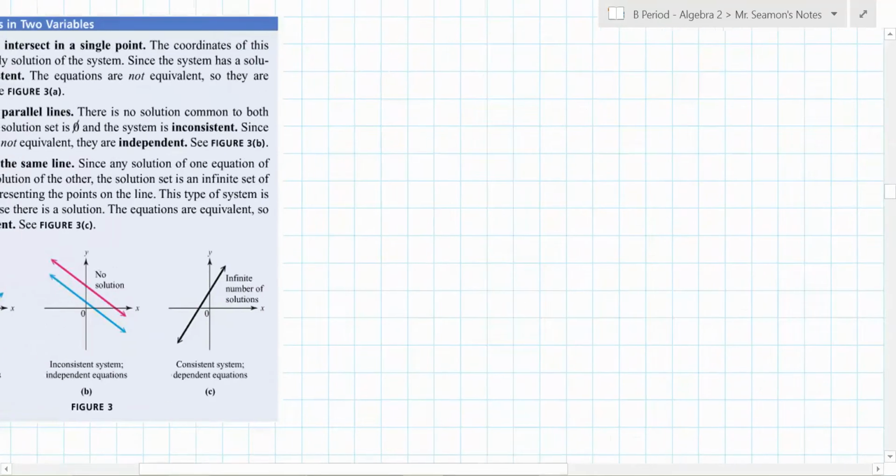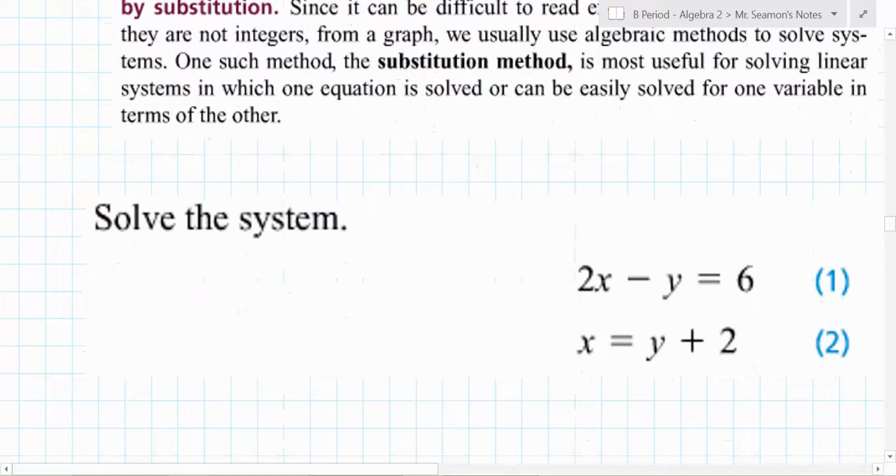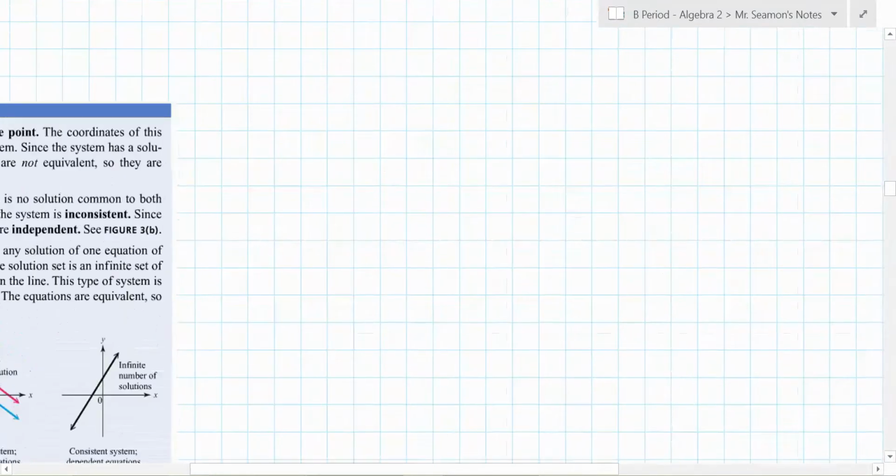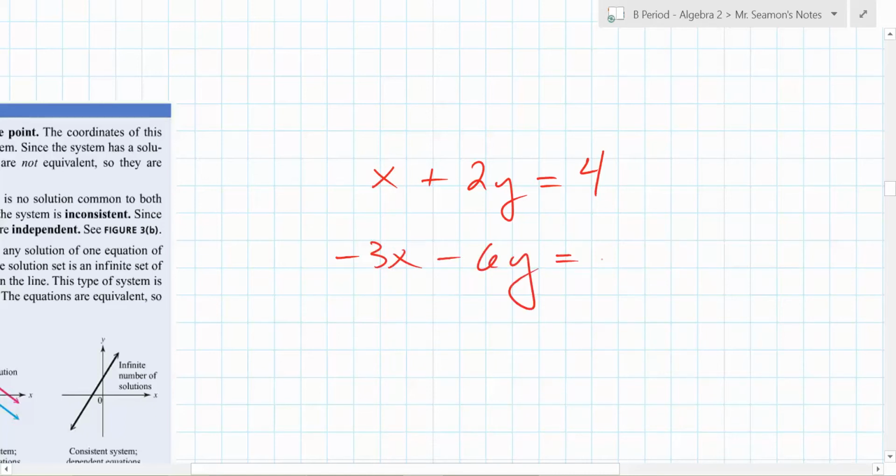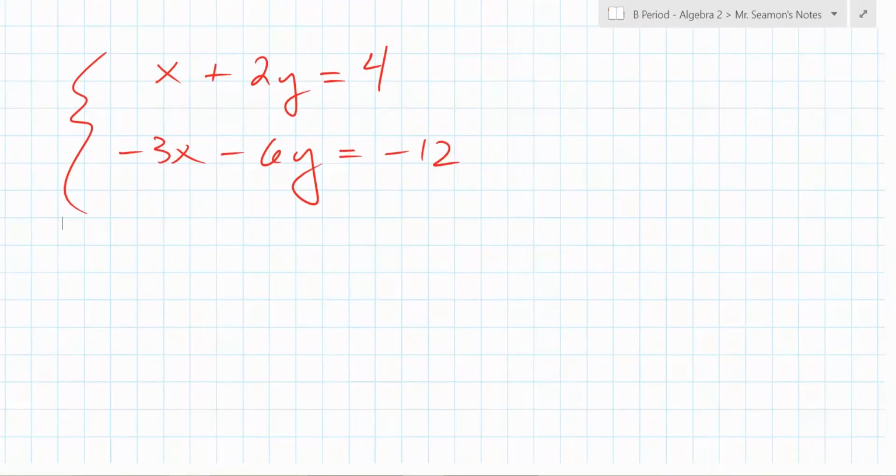So what do I mean? Let's do one. I think I have one. I'll make one up first. How about this? x plus 2y equals 4. And how about this? Negative 3x minus 6y equals negative 12? I've done this a lot.